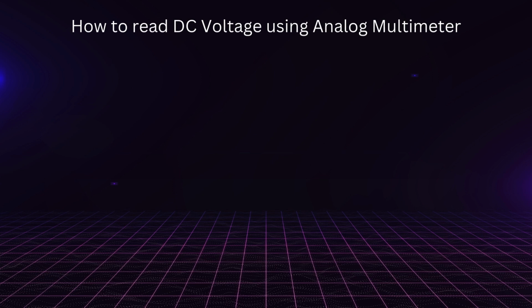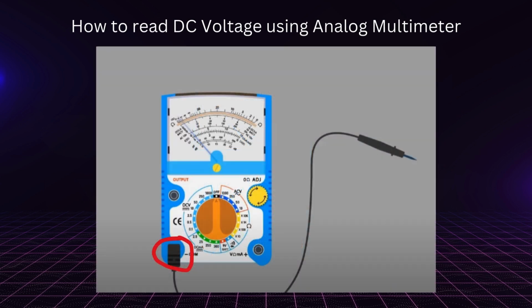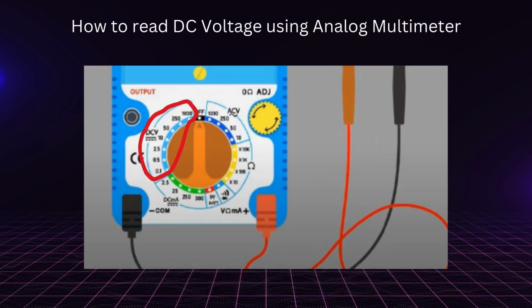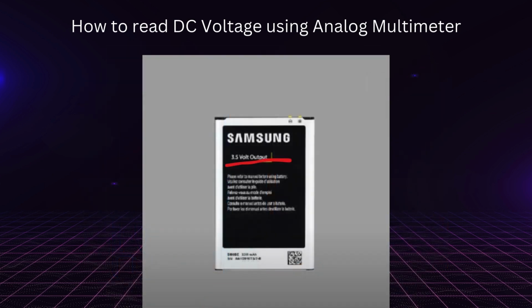To read a DC voltage using analog multimeter, get an analog multimeter. Connect black probe to the common or negative port and connect red probe to the positive port. Here is the DC voltage section with range of values which are the basis of our measurements. I am taking the 3.5 volts battery of a cell phone, which has a positive terminal and negative terminal.